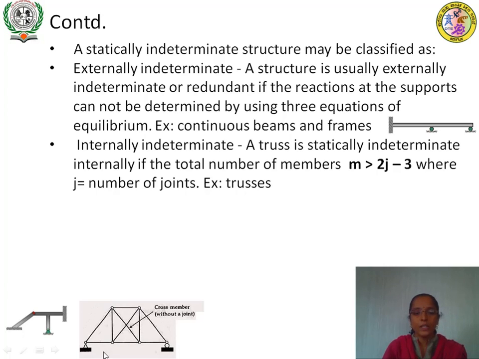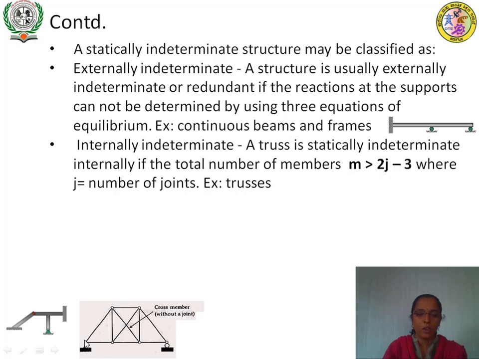Now let us check whether this structure is internally determinate or not. Let us apply this condition. Let us count the members: 1, 2, 3, 4, 5, 6, 7, 8, 9, 10. So 10 members are there. At this point it is not a joint, so only the members are crossing without a joint. So 10 members are available in this structure, and we will count the number of joints.